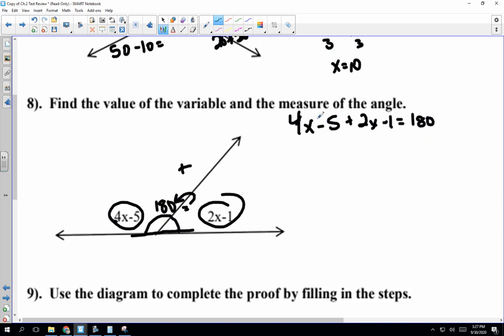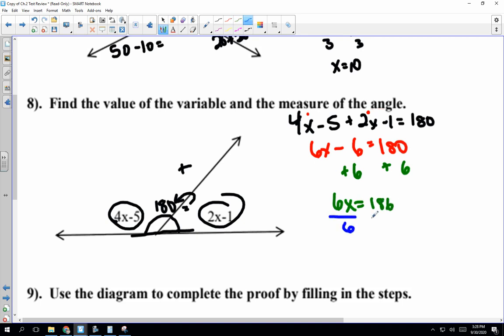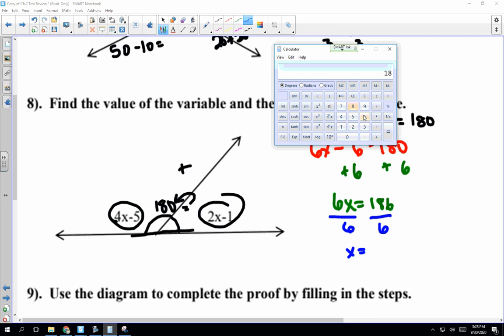The next thing we're going to do is combine like terms. So 4x's plus 2x's is 6x's. Minus 5 minus 1 more is minus 6 equals 180. Then I'm going to add 6 to both sides because I'm trying to solve for x. 6x equals 186. And then lastly, I'm going to divide by 6. And x is equal to, grab my calculator here, 186 divided by 6 is 31.